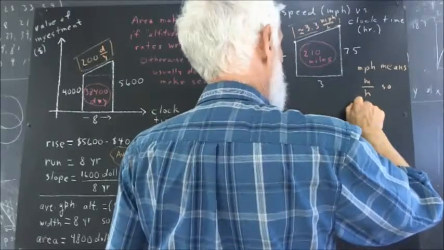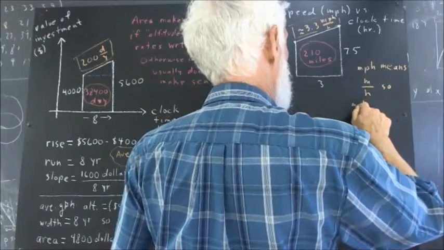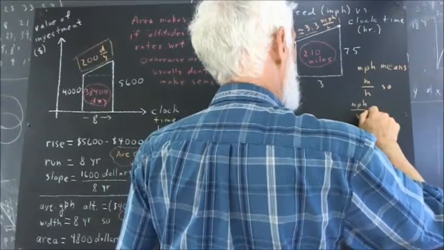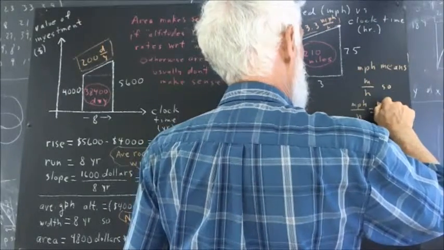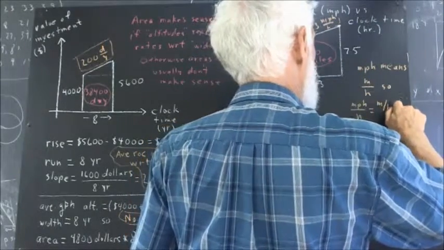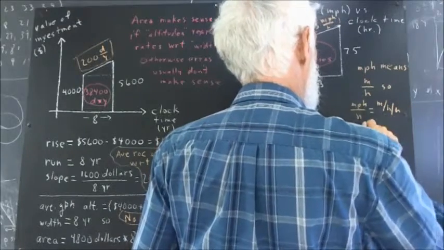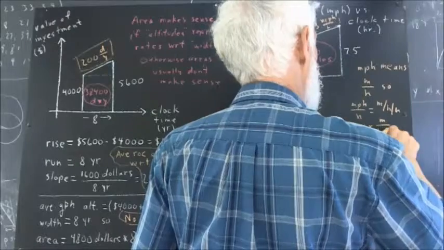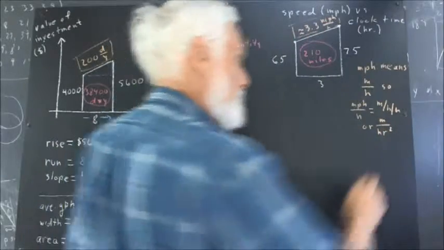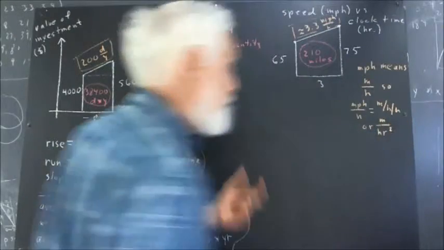And it follows that miles per hour over hours is miles per hour over hours, or miles over hours squared.